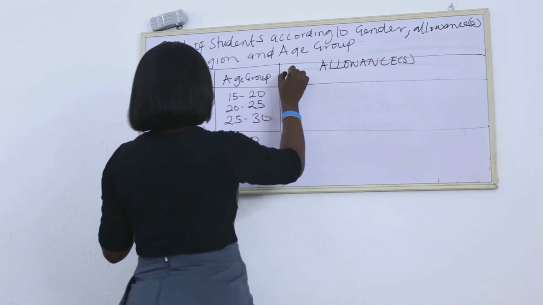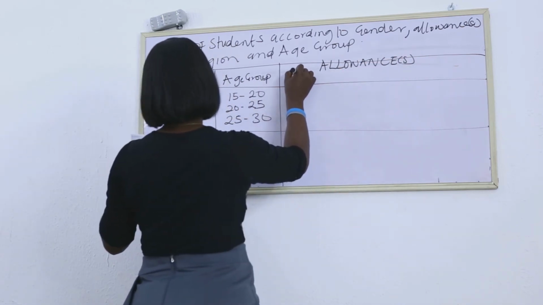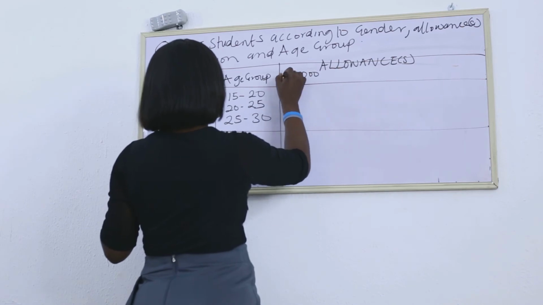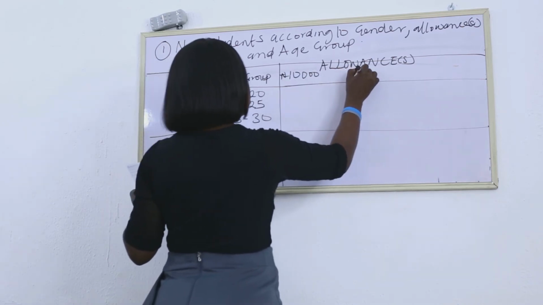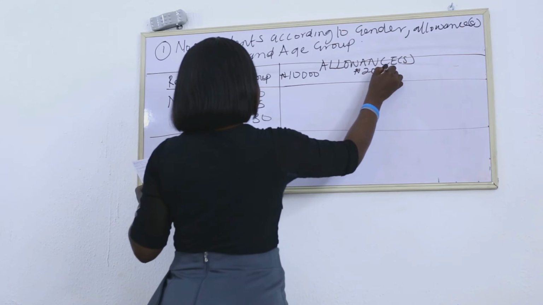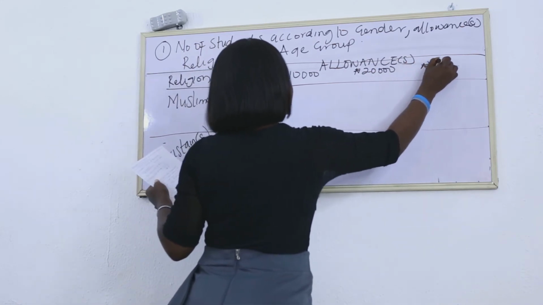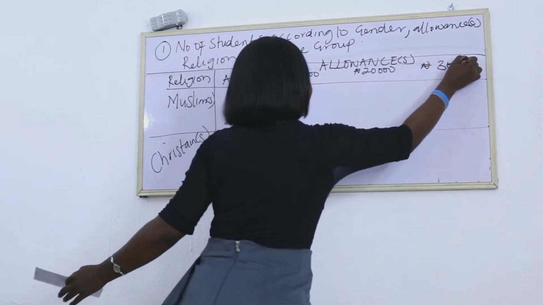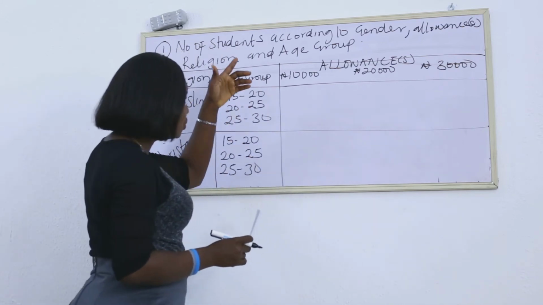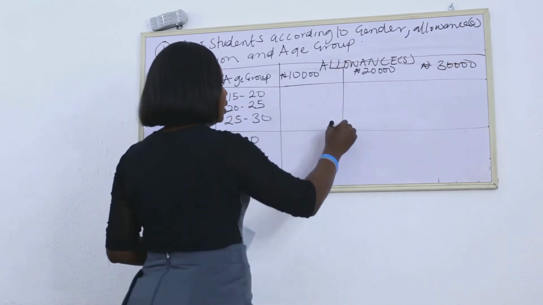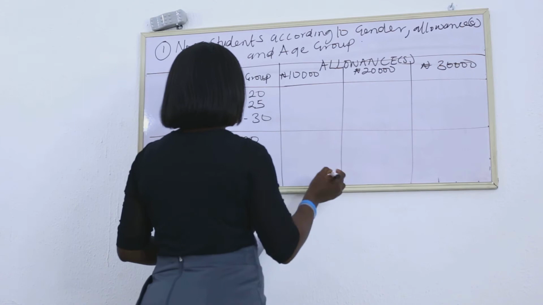Then the first allowance is 10,000 naira, the second is 20,000 naira, and the third is 30,000 naira. The only thing I've not represented on this table is the gender. So I'm going to represent gender.